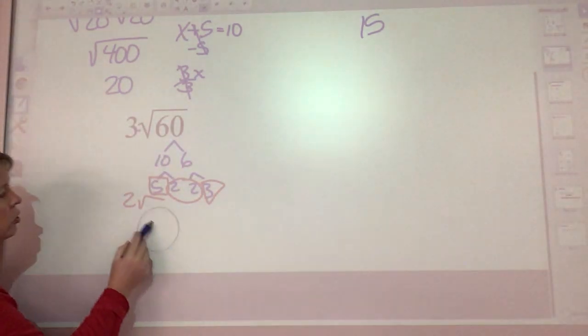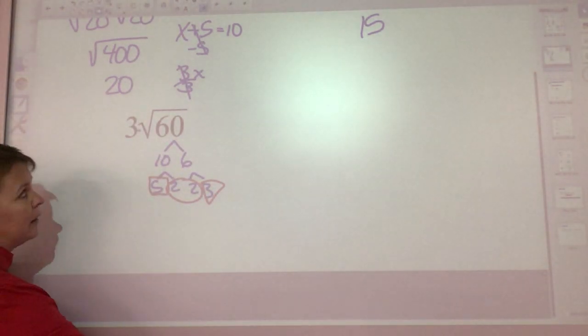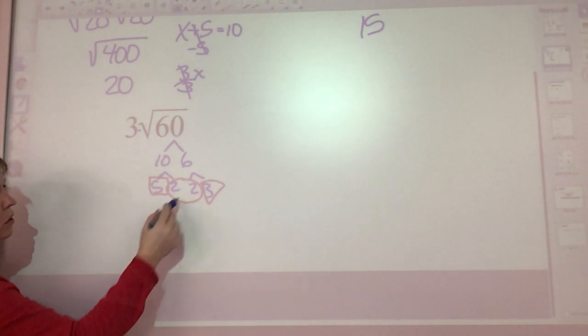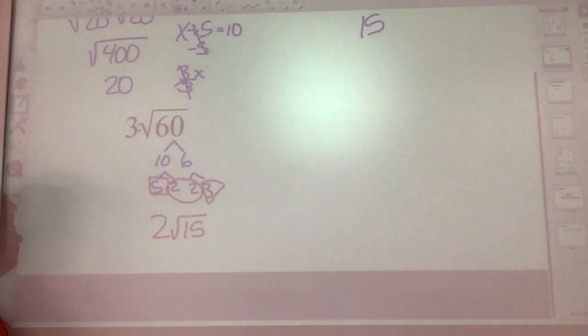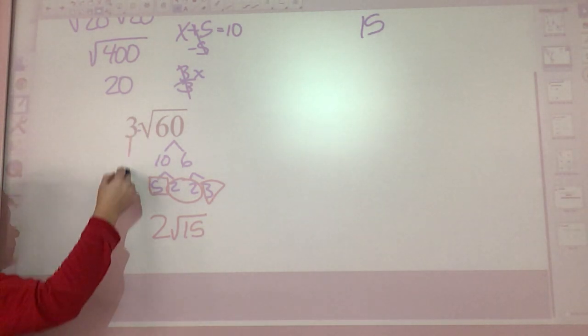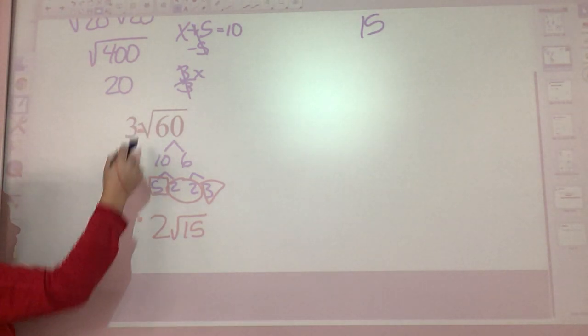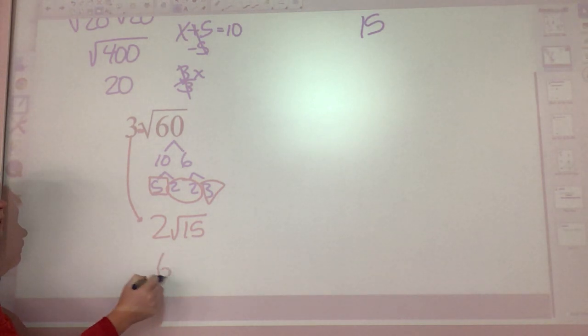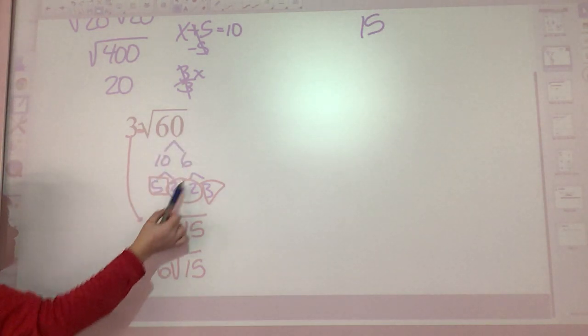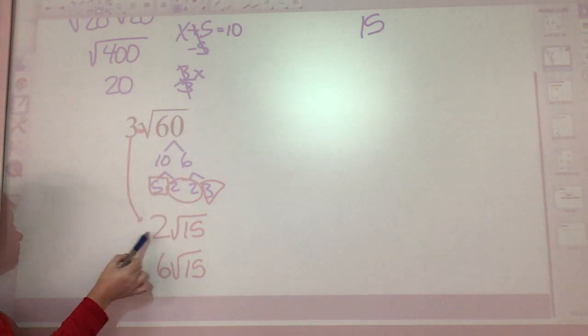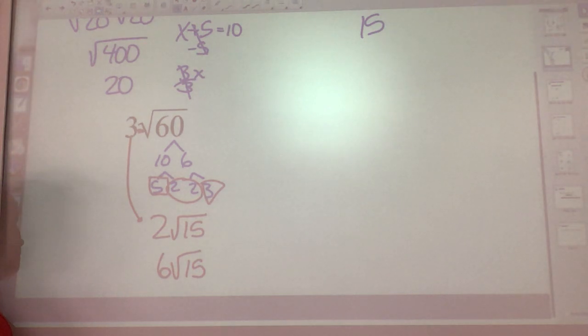So I have a 2. My 60 breaks down into a 2 comes out. 5 times 3 is left over. But don't forget this 3 up here. We were multiplying, so 3 times 2 is 6, square root of 15. Break down the radical, simplify it as you would, multiply the whole numbers.